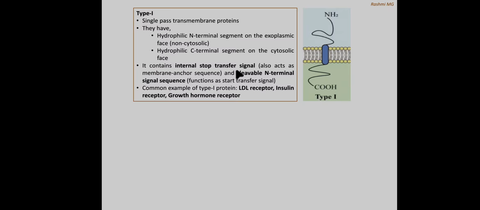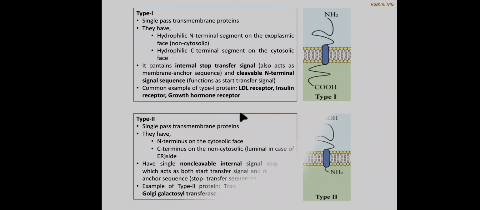It contains an internal stop transfer signal, which also acts as a membrane anchor sequence, and a cleavable N-terminal signal sequence. They have both the stop transfer signal and the cleavable N-terminal signal sequence. Common examples of type 1 protein are LDL receptor, insulin receptor, and growth hormone receptor.